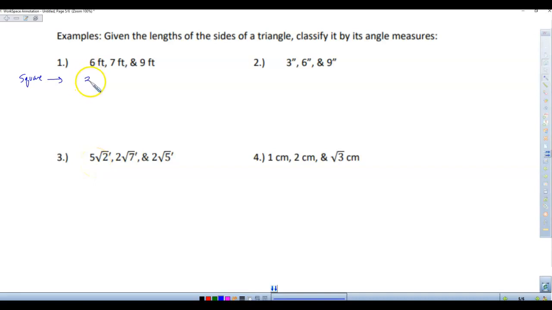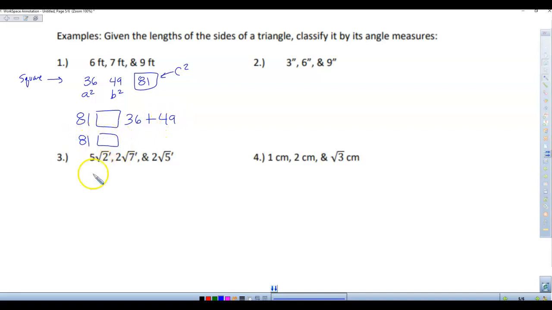So 6 squared is 36. 7 squared is 49, and 9 squared is 81. So I can tell of all those squares, this is the biggest, so that's going to be my c squared. And then I'll call this a squared and b squared. So, c squared is 81. How does it relate to a squared plus b squared? Well, 81, and then 36 plus 49 is 85. Well, 81 is less than 85. So c squared is less than a squared plus b squared. So this is an acute triangle.